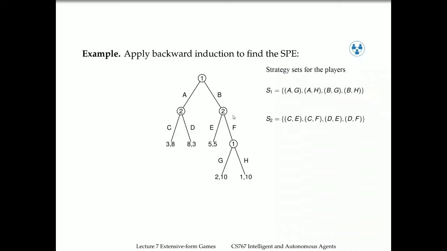And now here, player 2 would need to consider whether to get 5 or get 10. In this sense, of course, getting 10 is better. So player 2 would choose F. And then here, player 1 would see whether he would get this outcome, which is 3 for player 1, or he will get 2, right? In this sense, of course, 3 is more attractive than 2. So player 1 would choose A. So according to backward induction, we're going to have player 1 choosing A here, player 1 choosing G here, player 2 choosing C here, and player 2 choosing F here. Right, so that's the unique SPE for this game.